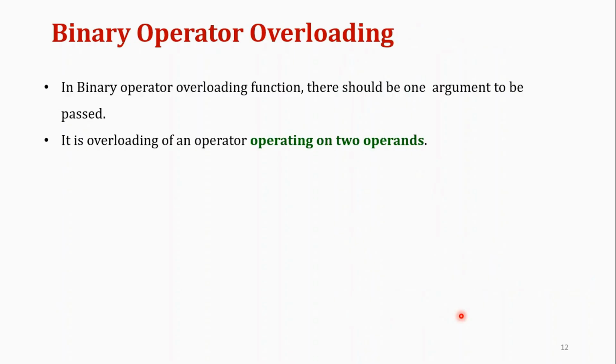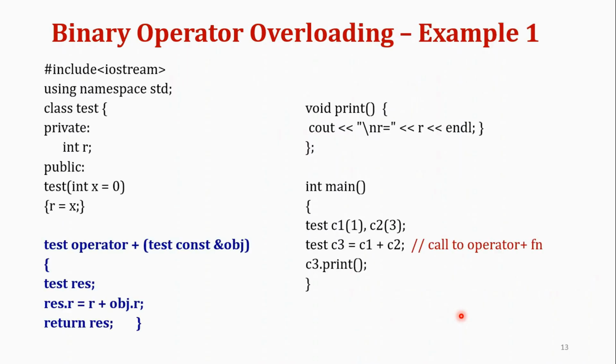And next is binary operator overloading. In the binary operator overloading, we have 2 operands and 1 operator, which means, for example, a plus b is the binary operator overloading. The a and b are the objects. So the overloaded functions are working with the objects. So let us see the example.